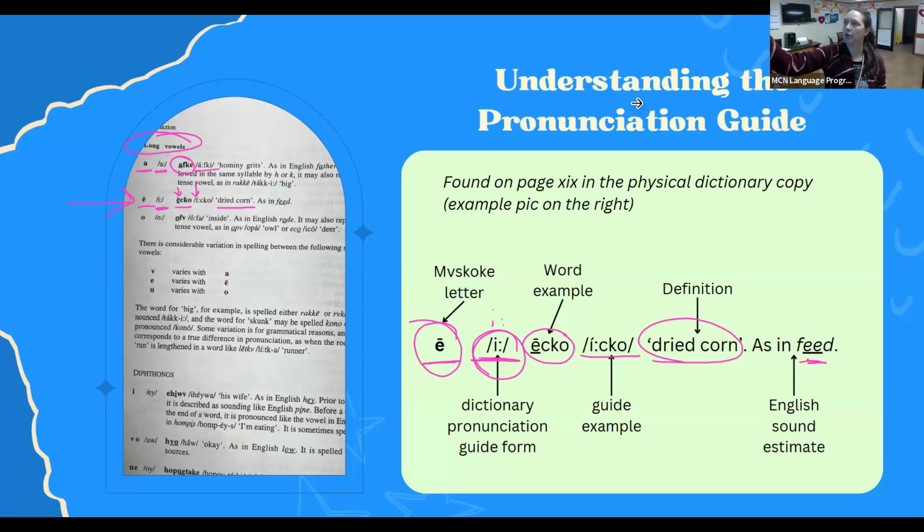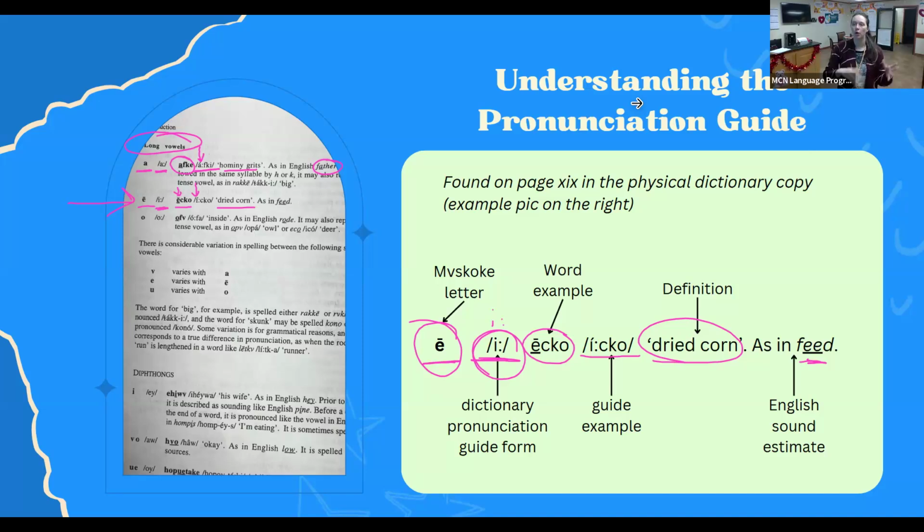Here's our example written out. And you see right in that first part, A with a colon for ofki, the definition, and then an example in English, the A in father. Right? So that's what the pronunciation guide is.